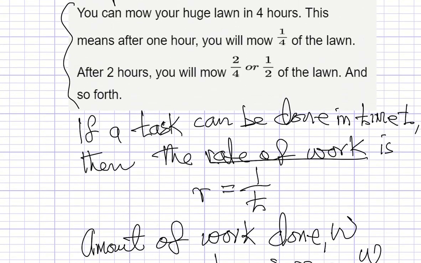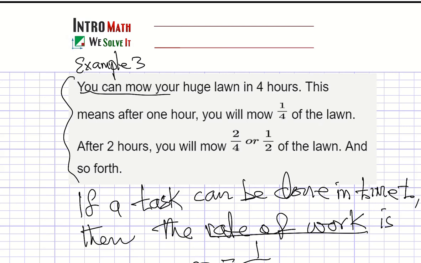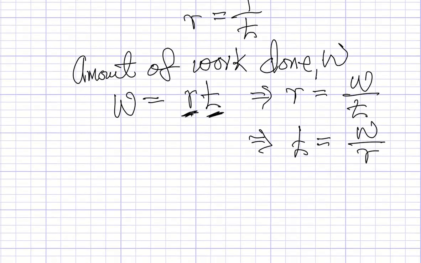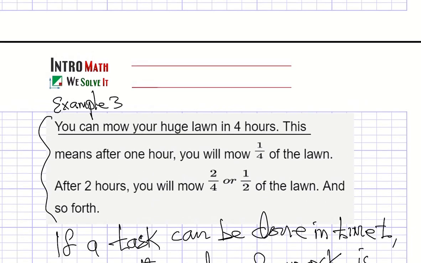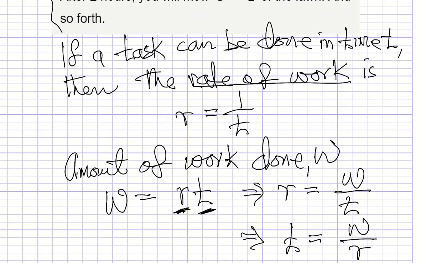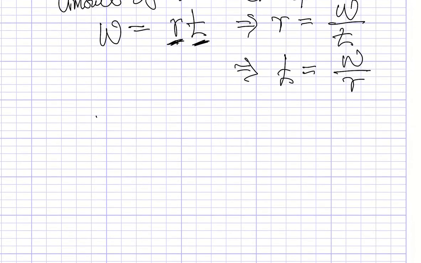You can also see that. You see what it says here? Your huge lawn would take you 4 hours to complete the work, right? If we take you 4 hours, you can mow your huge lawn in 4 hours. So the time, the T, is 4 hours, okay?